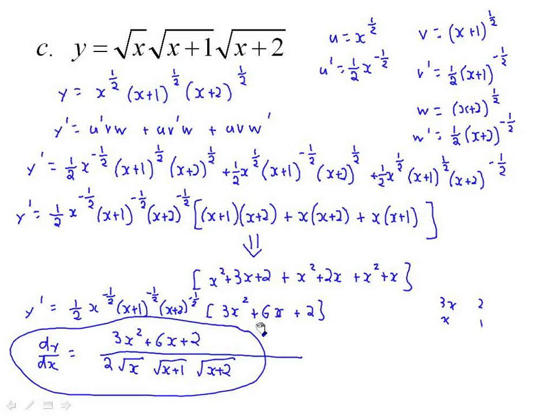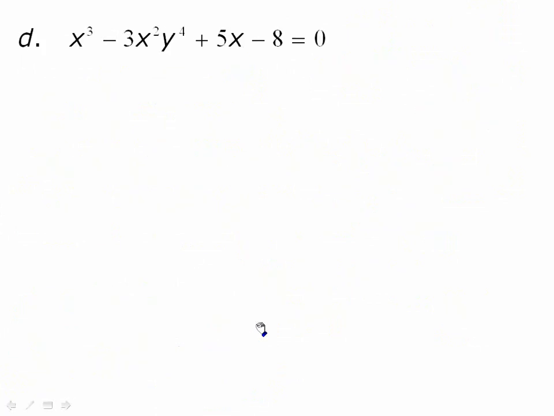Type of thing you can do. Now let's take a look at letter D. And letter D isn't a bad question, but it does illustrate a point that may not have happened too much earlier, and I want to make sure we're clear on this. So when we take it with respect to x, it's going to require implicit differentiation.